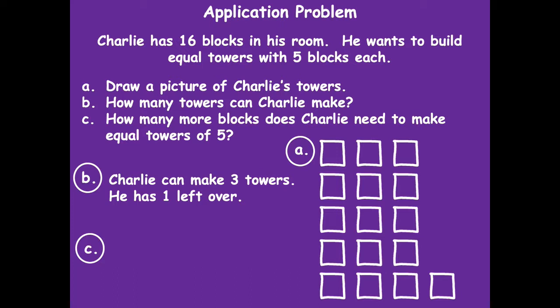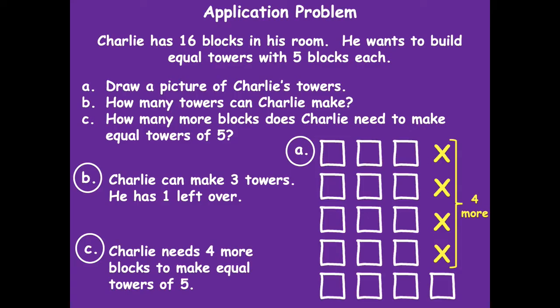Then I'm going to answer question C, which says, how many more blocks does Charlie need to make equal towers of 5? So he's got that 1 tile down there. So I'm going to draw into my picture. I'm going to draw like an X just to represent what I need. So to be equal, he's got to fill those in. And I can count those and know that that's 4 more. So Charlie needs 4 more blocks to make equal towers of 5. Hey, did you guys get that too?